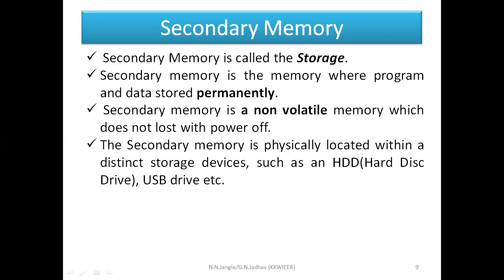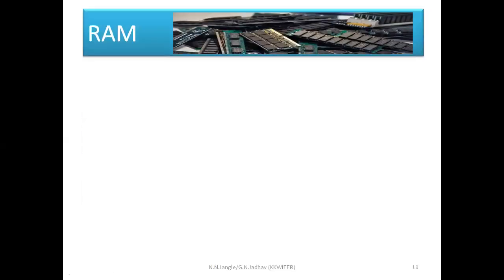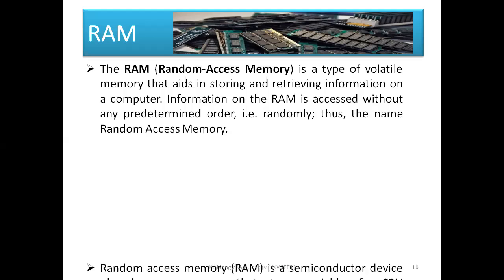The next we will see RAM. RAM is a random access memory. Random access memory means what? It is a type of volatile memory that stores and retrieves or recalls the information on a computer instantly. Information on the RAM can be accessed without any predetermined order. There is no specific order of the information which we get from the RAM, and that's why it is called random access memory, and that's why its name is RAM, random access memory.